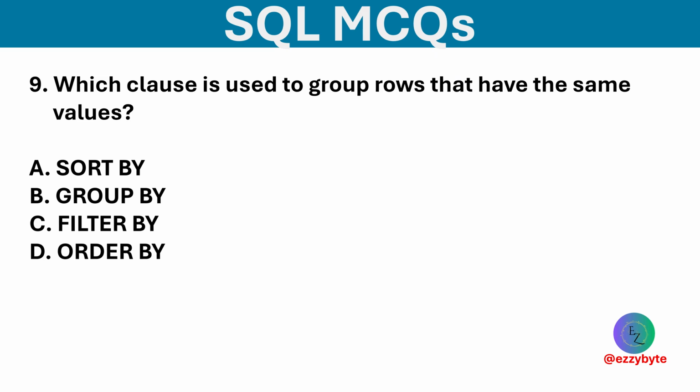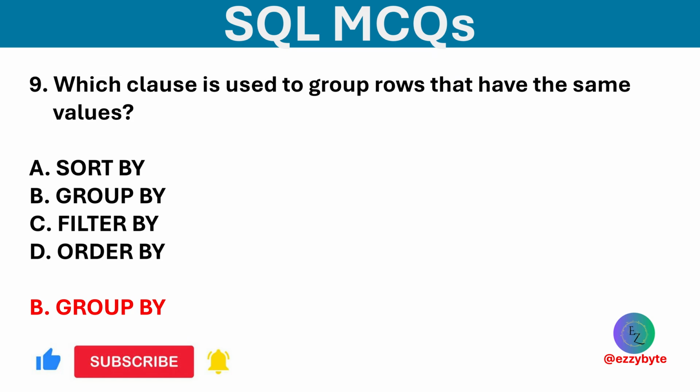Which clause is used to group rows that have the same values? Options are sort by, group by, filter by, and order by. Option B is correct. Group by groups records with identical values in a specified column.